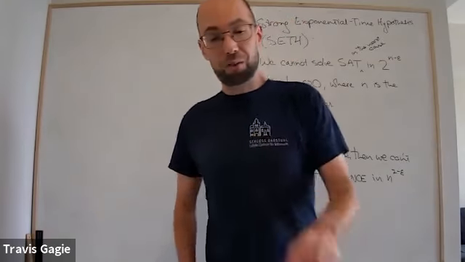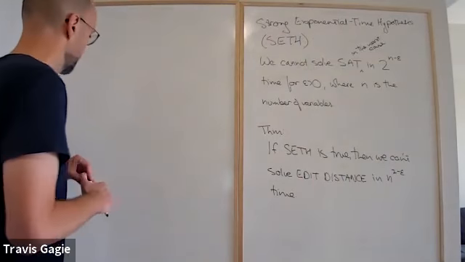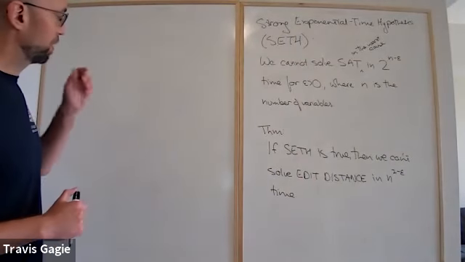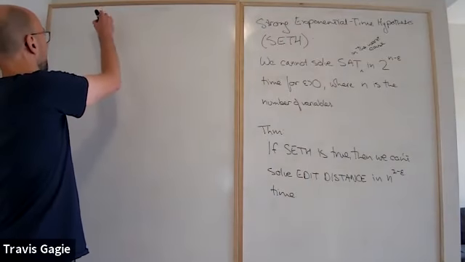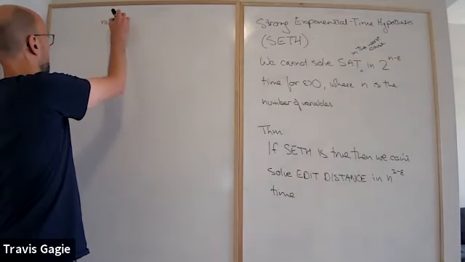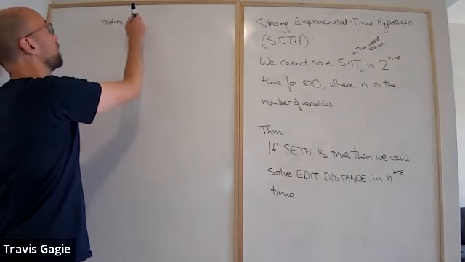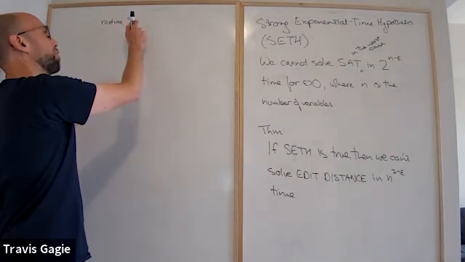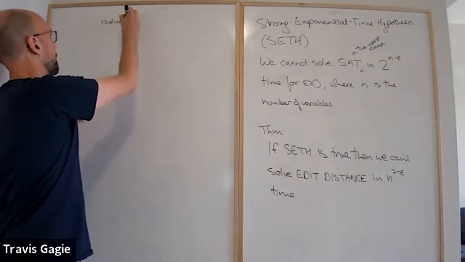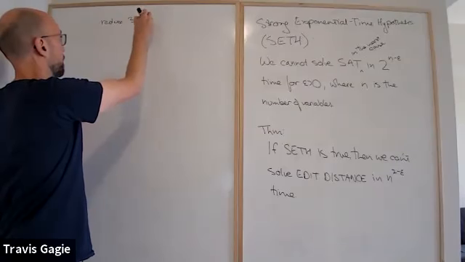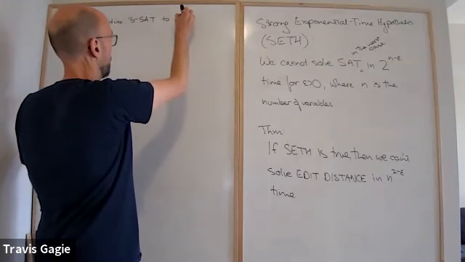Okay, so what I'm going to reduce to is, let me see, I'm going to reduce SAT, maybe I'm going to reduce 3-SAT. Yeah, I think I'm going to reduce 3-SAT to a problem called orthogonal vectors.